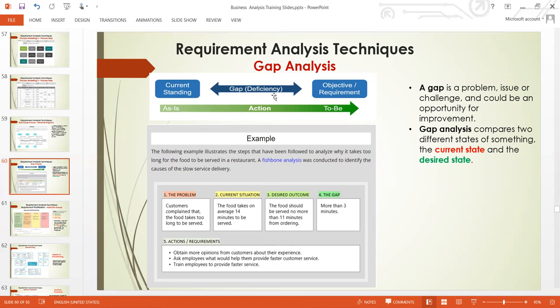So looking at this diagram, you can see here we're working from the current standing to the objective or the requirement. And between the current standing and the objective is the gap, that is the deficiency. And looking at it from the as-is point of view, moving to the to-be, that is the action that we need to perform. And the action we need to perform is to fix this gap, fix this deficiency. So that is the simplest way to describe gap analysis.